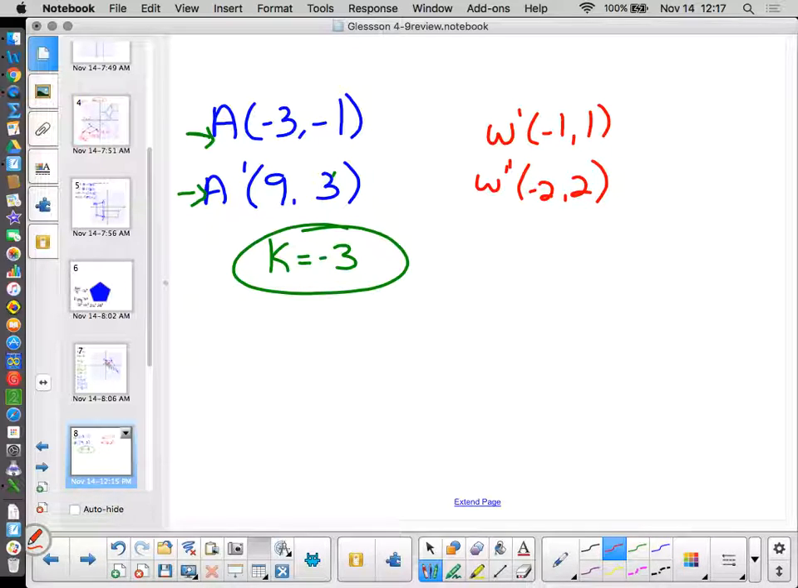So what's my dilation? We started with a reflection, and then we have the dilation of 2. So we reflect in the y-axis, and then dilate, K equals 2. That's a tough one. 16 is a hard one.